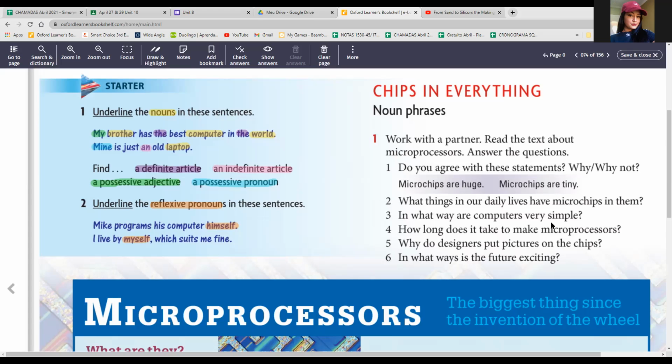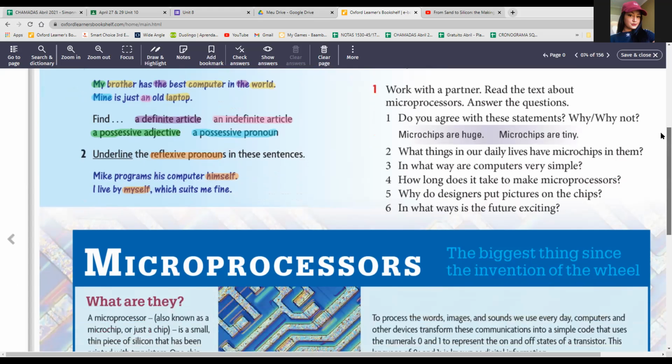I don't know. We don't know, right? Because computers are usually very complicated. They are complex, right? In what ways can they be simple? I don't know. Let's see. Okay.